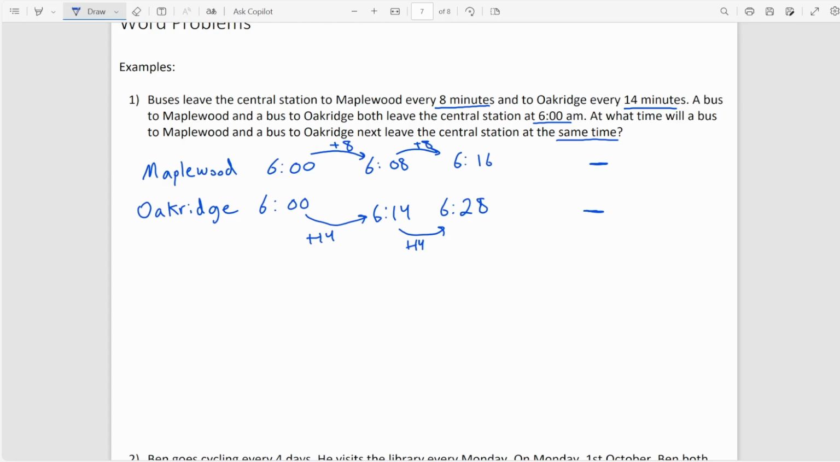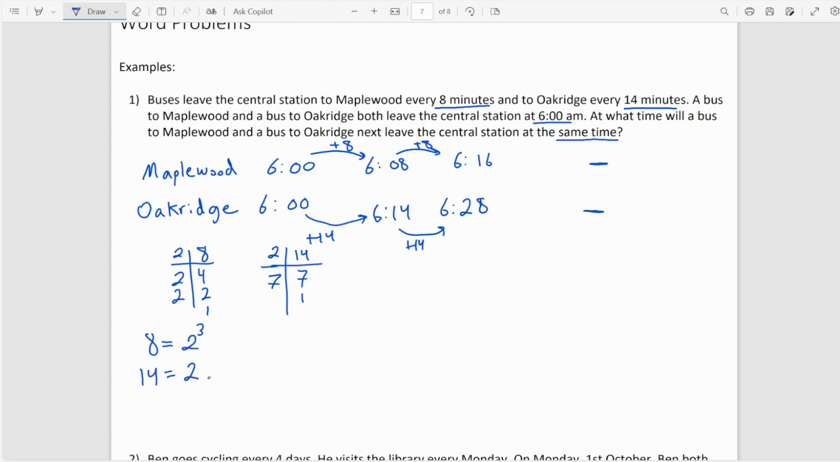So what we need to do is to find the lowest common multiple for 8 and 14. So we'll go ahead and prime factorize the 8: 2, 2, 2, and 2. Sorry. There's a 4 here, there's a 2 here, eventually a 1. So 8 is equal to 2 to the power of 3. And the 14, we've got 2 gives us 7, 7 gives us 1.